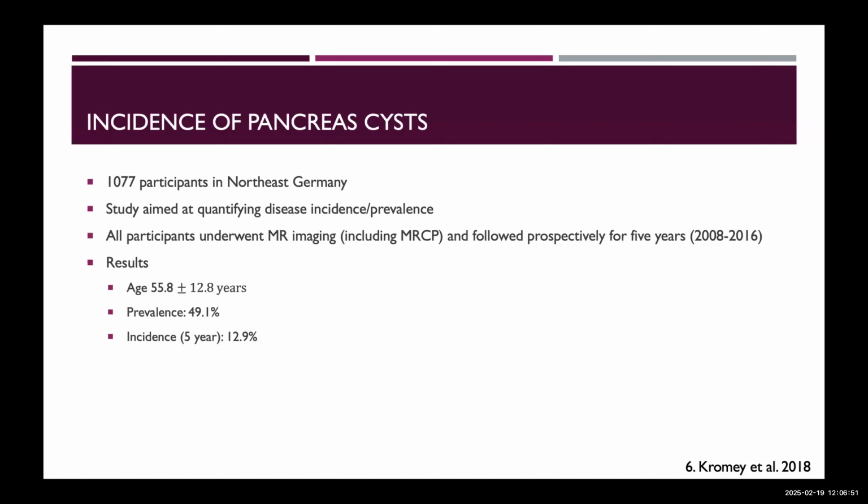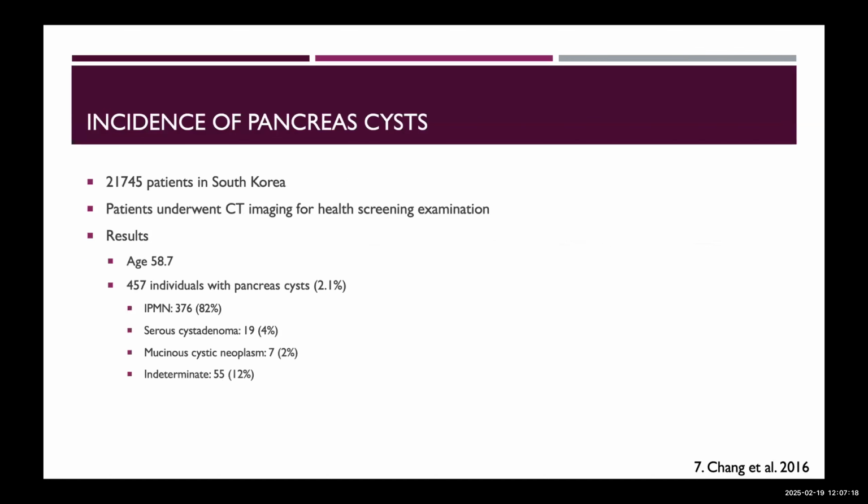There were, as I mentioned, 1,077 participants. The mean age was 55.8. And the prevalence of the cyst was actually quite high at 49.1. So at inception, 49.1% of individuals were noted to have pancreas cysts, the incidence of which was 12.9%. So subsequently, in 5 years' time, there was 12.9% more individuals who had developed pancreas cysts in the interim.